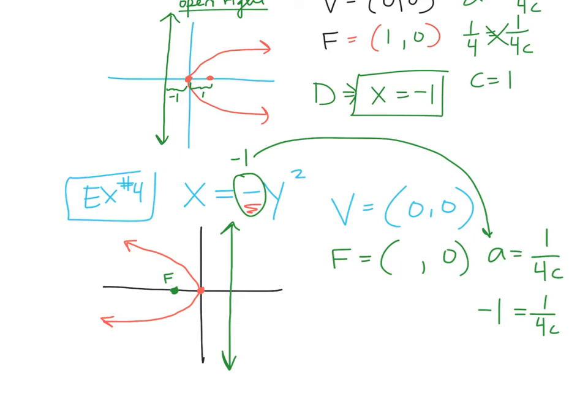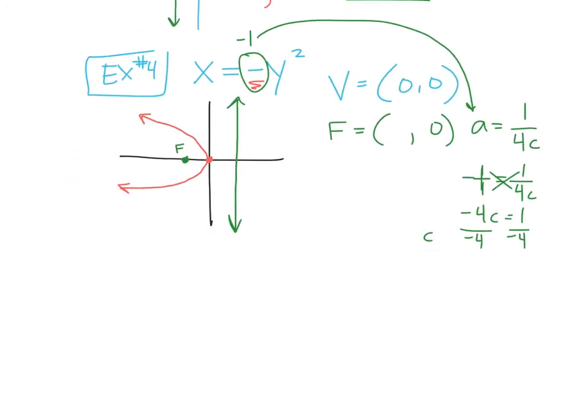So if we set this up as -1 over 1, and then we cross multiply, we get -4C equals 1, and then we divide by -4, so C is -1/4. Okay, so I'm going to put my C right here. So that's my focus. That means this length is just -1/4. Well, it's 1/4 units long.